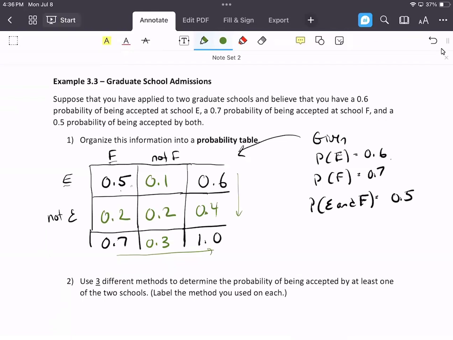We can take a moment to check ourselves. If we add down in each of the columns, we get the right number. If we add across, we get the right number. If we add down and across, we end up with 1. So this looks like a valid probability distribution.